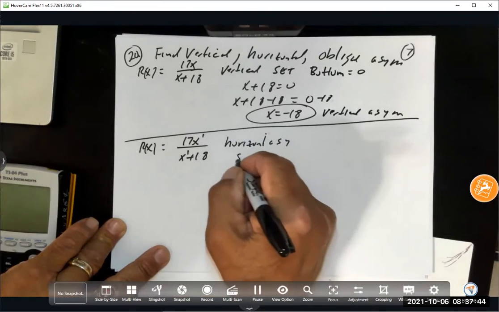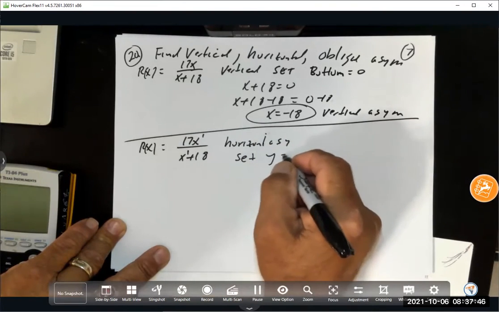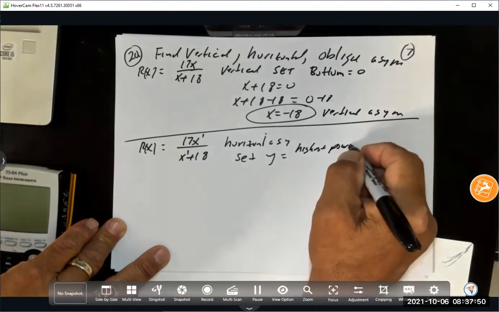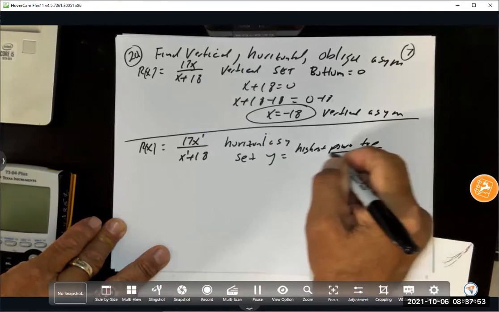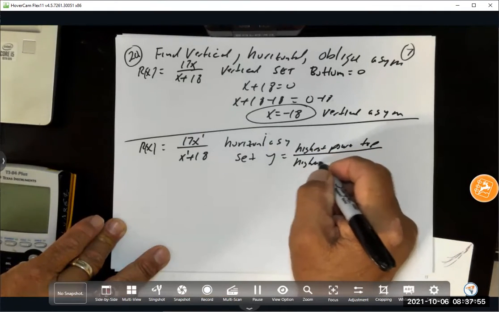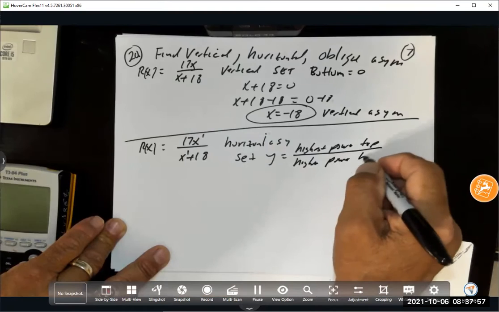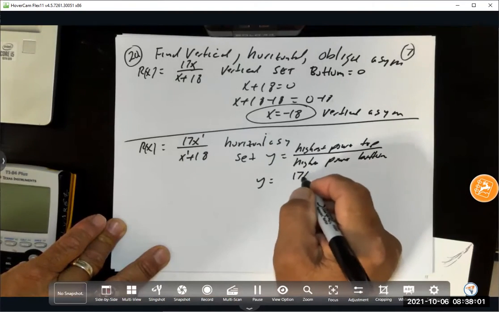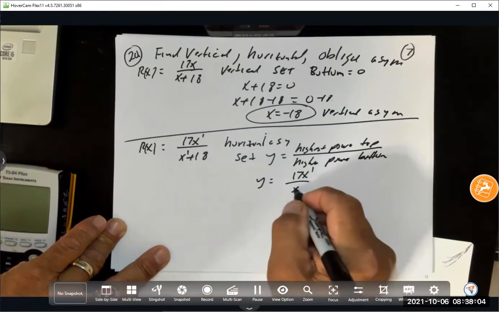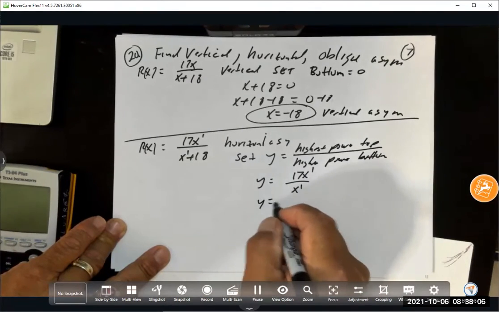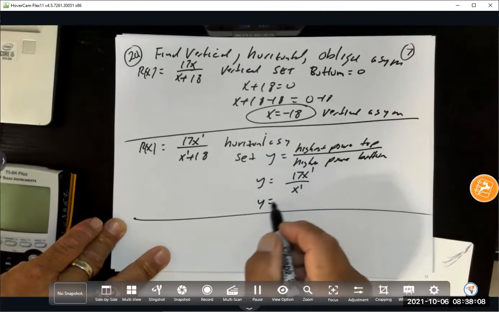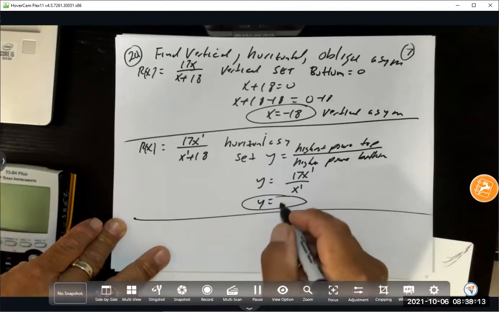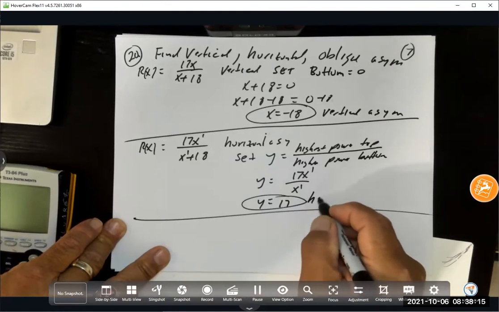And how do you do that? The way you do it, you said this. Y equals the highest power on the top divided by the highest power on the bottom. The highest power on top is 17x to the 1. And the bottom is x to the 1. So if I reduce all this stuff right here, what is it? Cancel, cancel, what's left over? 17. Yep, that's it. This is the horizontal.